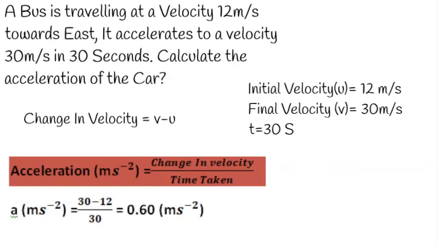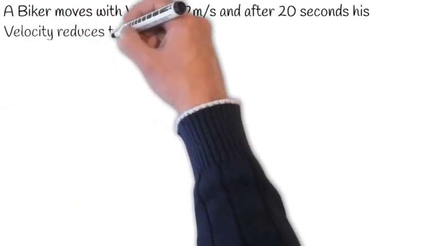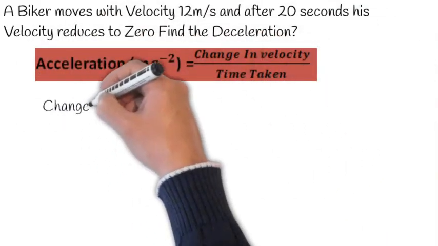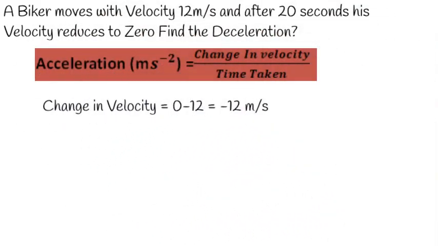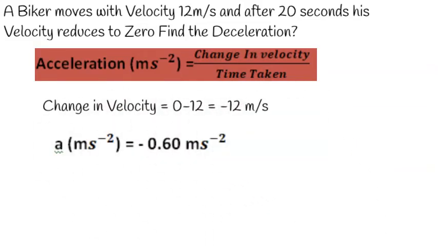For the second example, a biker moves with a velocity of 12 meters per second. After 20 seconds, he applies the brakes and the velocity is reduced to zero. Find the deceleration. The change in velocity is equal to final velocity minus initial velocity, so zero minus 12 meters per second. The acceleration is equal to minus 0.60 meters per second squared. So it is deceleration, because the velocity of the body decreases.